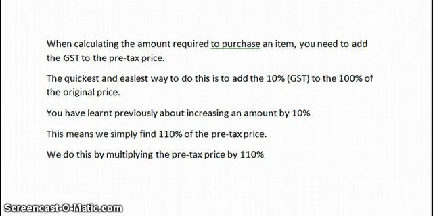Now we move on to calculating the final price of an item. When you calculate the amount needed to acquire the entire item, you need to add the GST to the pre-tax price. The quickest and easiest way to do this, as you would have done before when you increased an amount by 10%, is this: we increase the 100% of the item by 10%. Therefore, we come up with 110% of the pre-tax price. So basically we find 110% of the pre-tax price, and that gives us the amount of the item after the GST has been applied.